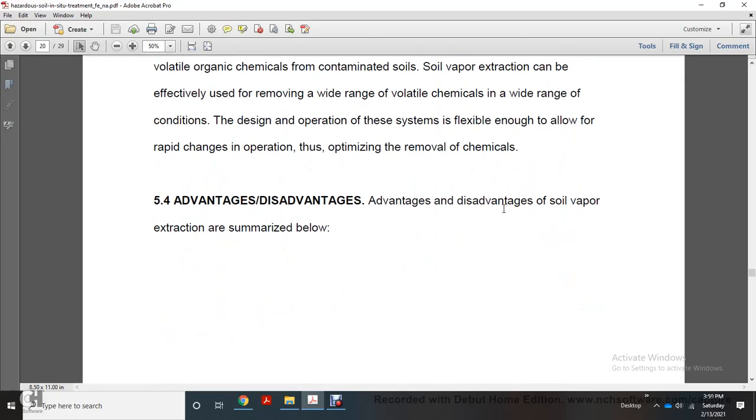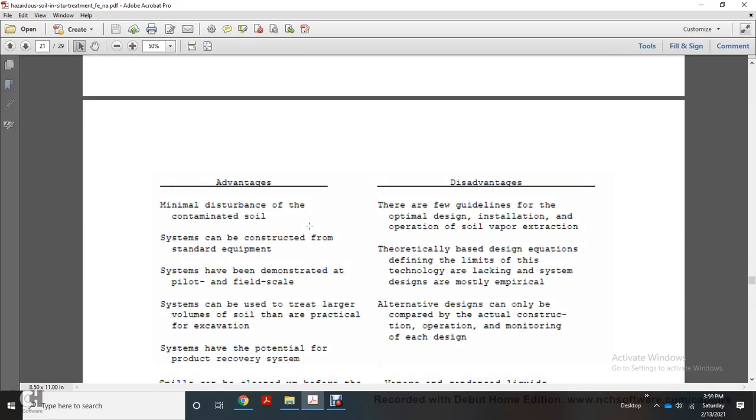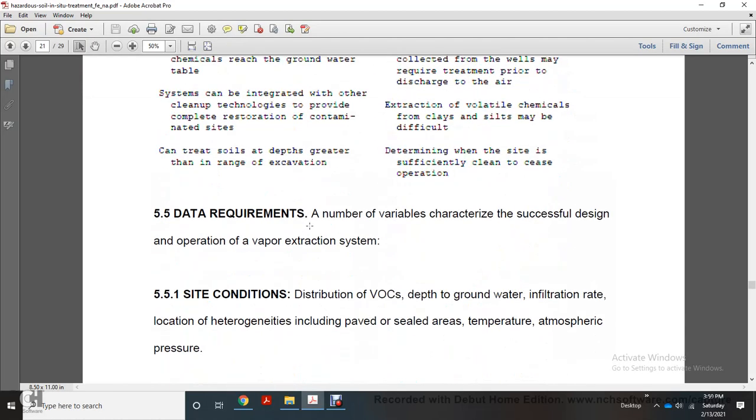Advantages and disadvantages. Advantages and disadvantages of soil vapor extraction are summarized below.